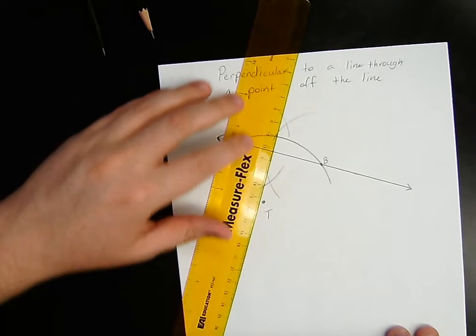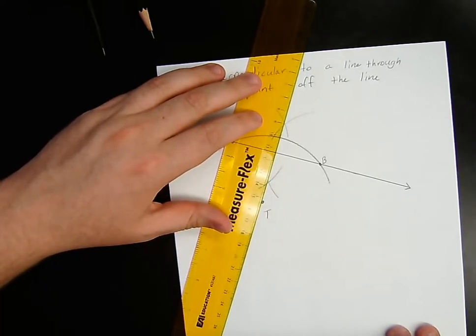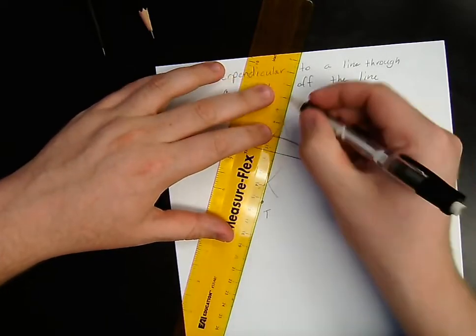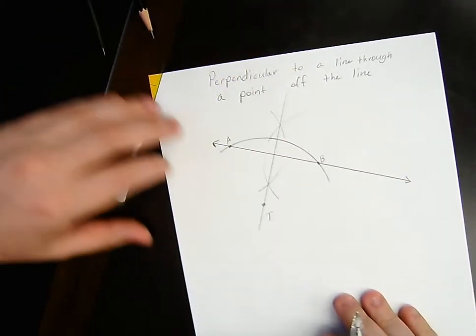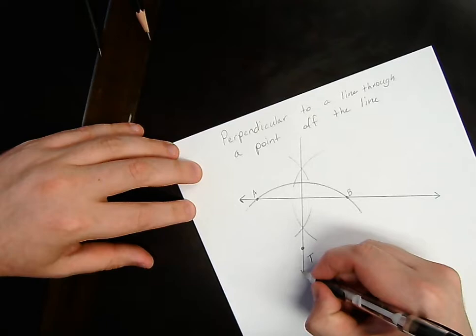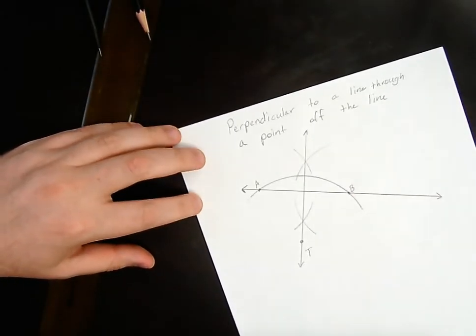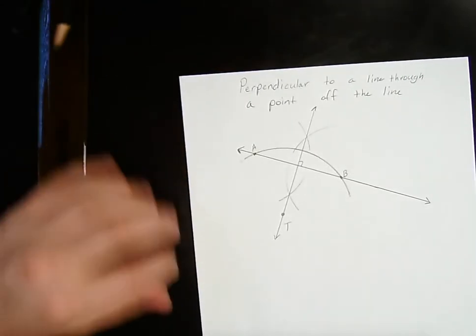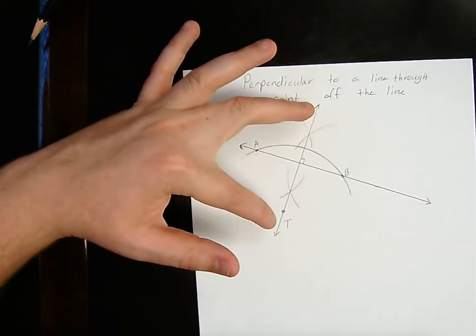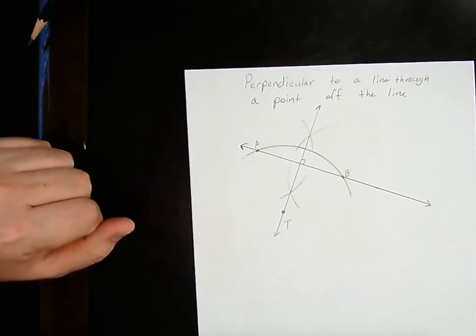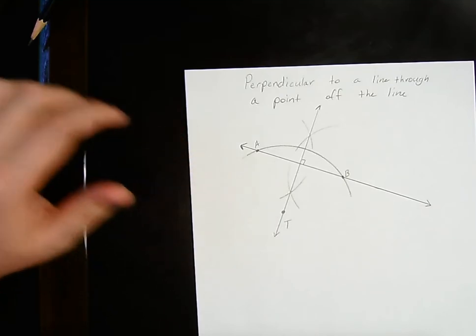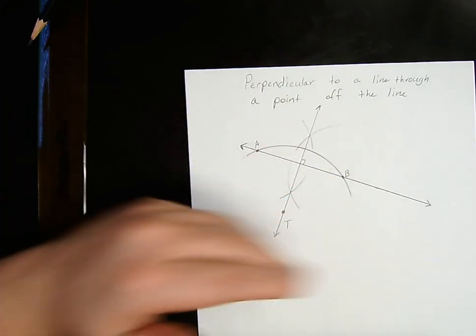I can instantly check my work, because if these two points, when I connect them, also go through point T, then I've done something right. And there's my line. I know that it's perpendicular because I did the perpendicular bisector construction. So now I've constructed that line so that it goes through the midpoint of AB, and now it's perpendicular to the entire line AB.